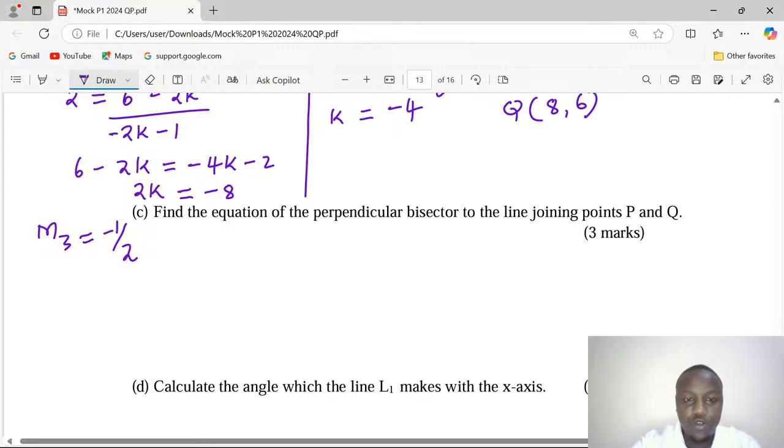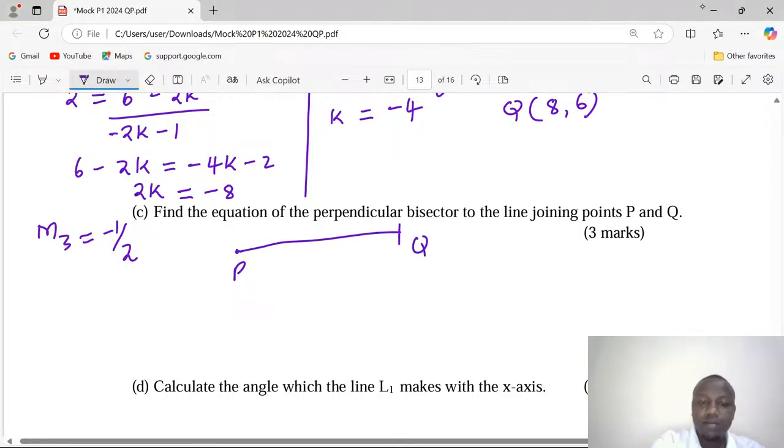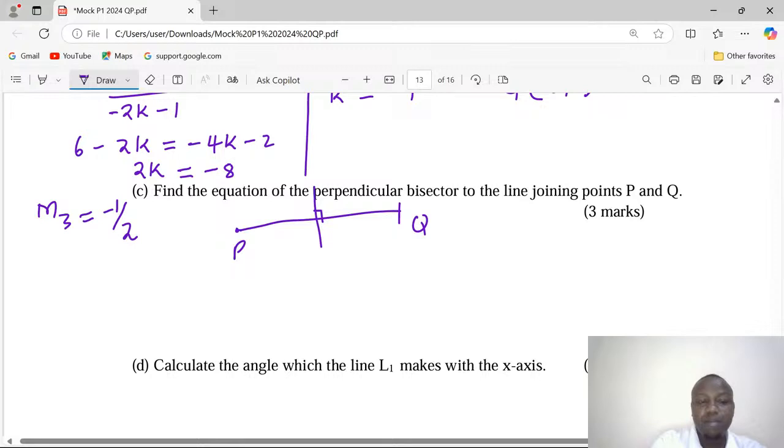We are supposed to talk about a point where it passes. Let's say it passes through P. You know that there is P here, and there is Q here. So a perpendicular bisector will pass through the mid of the two points. Now through the mid, it means we have to calculate the midpoint.